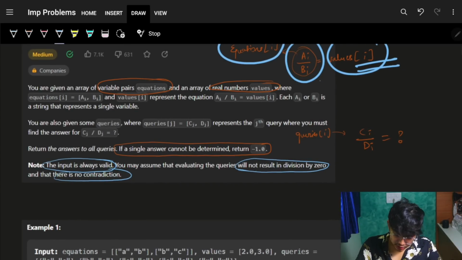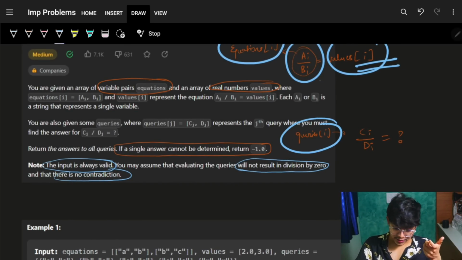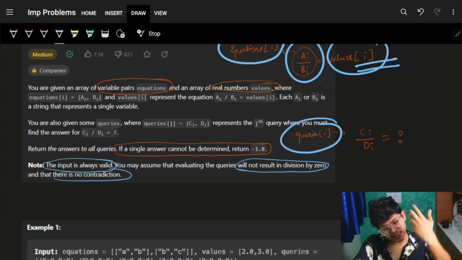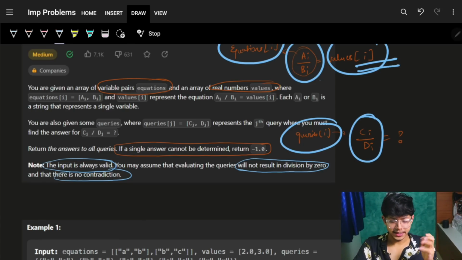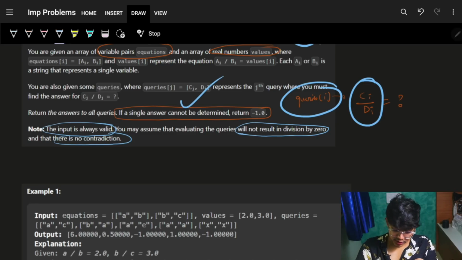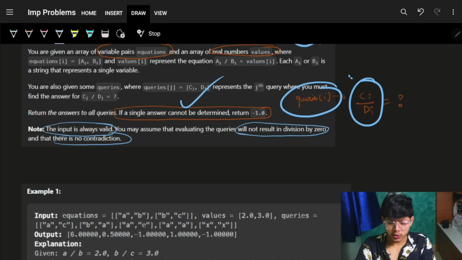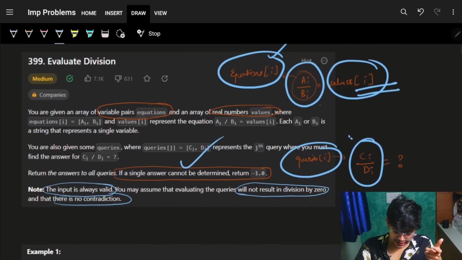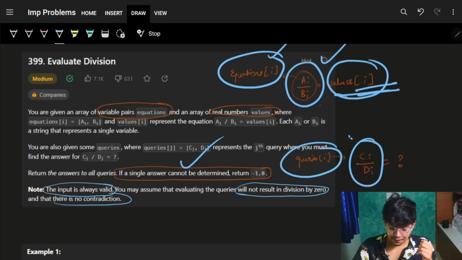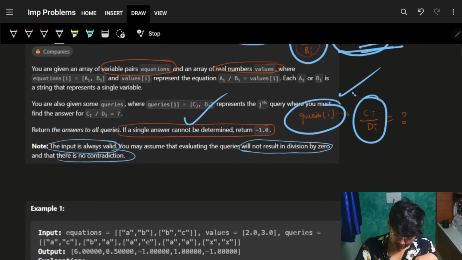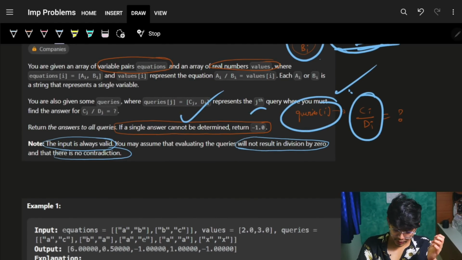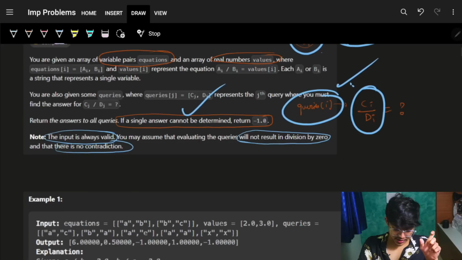Cool. Then we also have queries of I, which is exactly CI comma DI, which is CI upon DI. We have to find the answer for each query, which means CI upon DI. Ultimately, we will have many such AI upon BIs with values, and we have to find CI upon DI, the query answer. If it cannot be found, then we have to return -1.